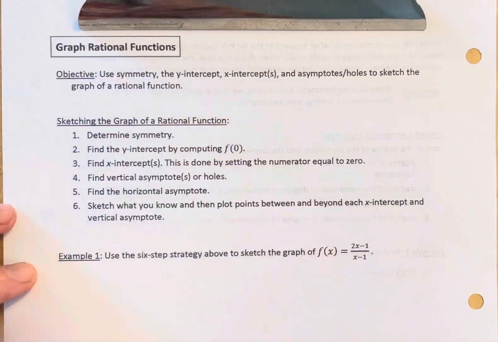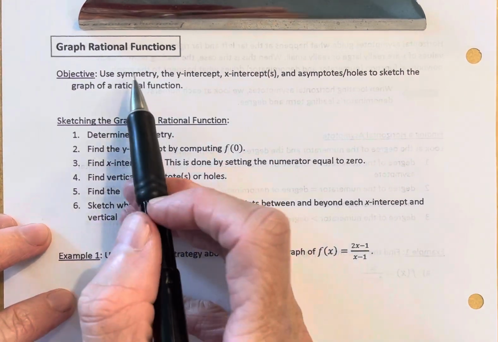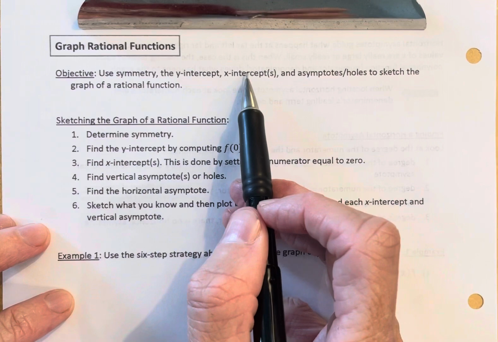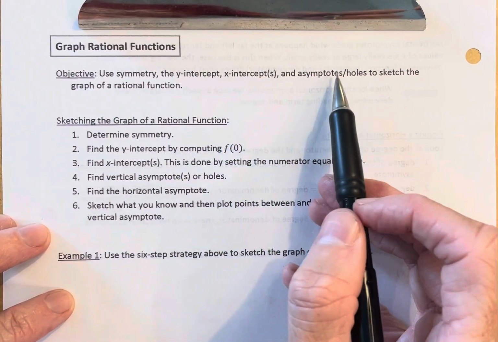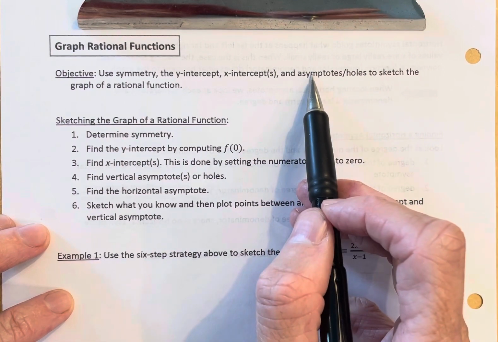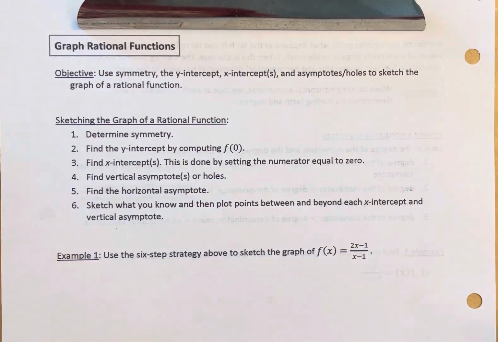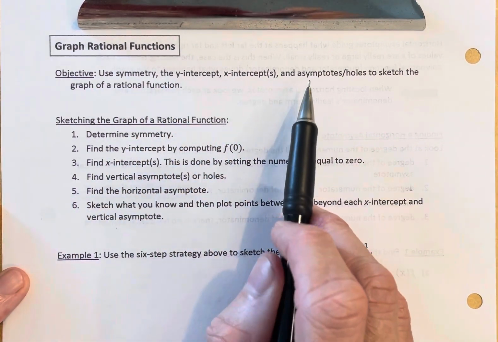Graph rational functions. We're going to pull in some stuff we've been doing. We're going to use symmetry, the y-intercept, the x-intercepts, and asymptotes or holes. We've discussed vertical asymptotes and horizontal asymptotes to sketch the graph of a rational function. We're going to do this by hand using what we know algebraically and these pieces.